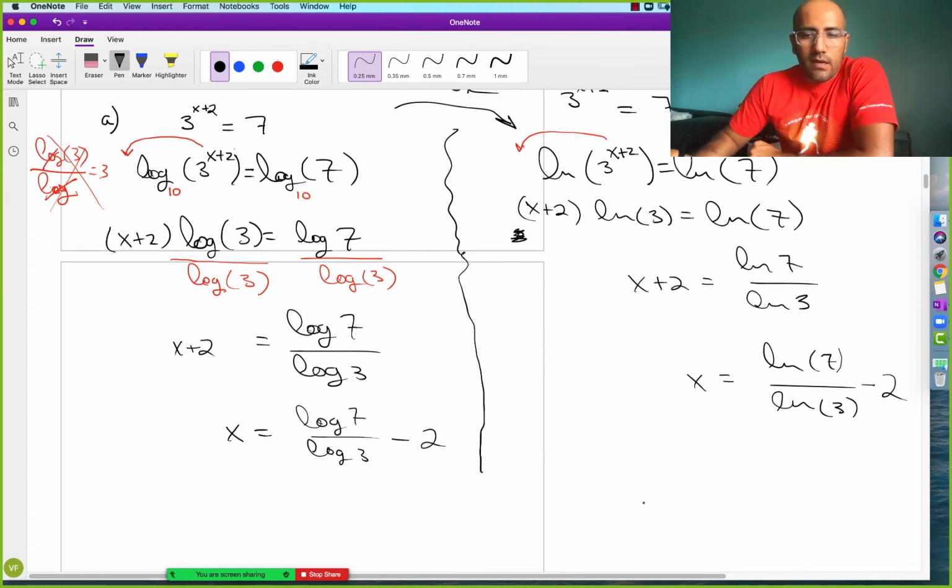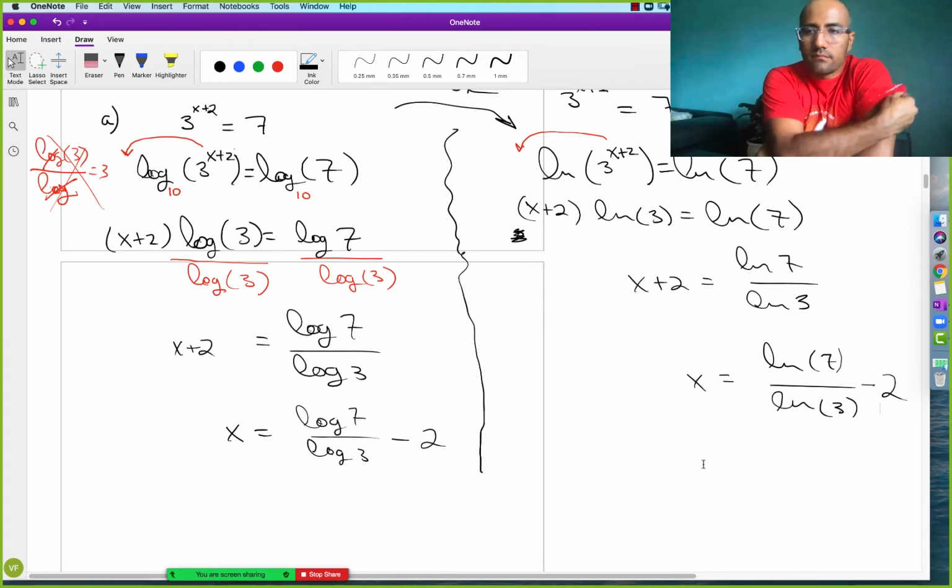Good. Again, note that log base 10 of 7 does not equal ln of 7, and log base 10 of 3 does not equal ln of 3. However, the ratio of these two, the division of these two, will be equivalent to the division of these two. Good. So you get the same answer either way. Any questions at all? No? We're good?